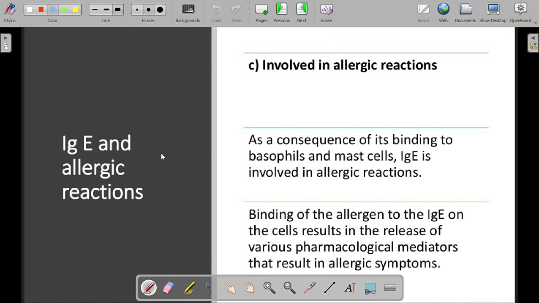So IgE is mainly involved in allergic reactions. As a consequence of its binding to basophil and mast cells, IgE is involved in allergic reactions. Binding of the allergens to the IgE on the cell surface results in the release of various pharmacological mediators that result in allergic symptoms.